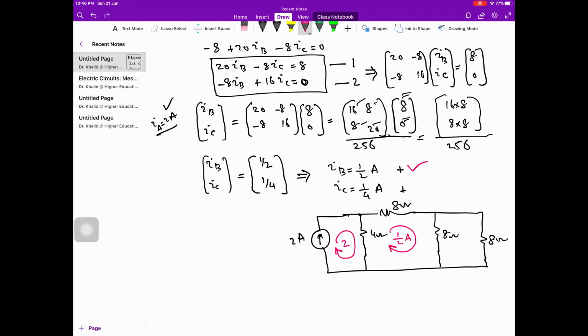Look at the sign of IB. If we look at the sign of IB, it is positive. It means that the actual current is flowing in our assumed direction of the current, which was clockwise. So if we see IC, the sign of IC is also positive. Therefore, the actual current at the end of the day, the actual current which is flowing through this mesh, have the same direction, and it is 1 by 4 ampere.